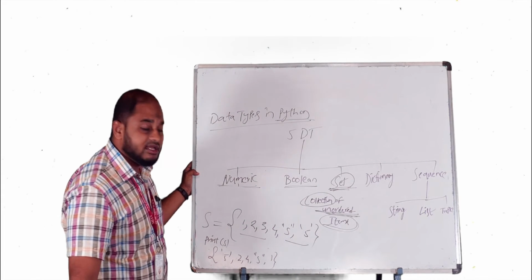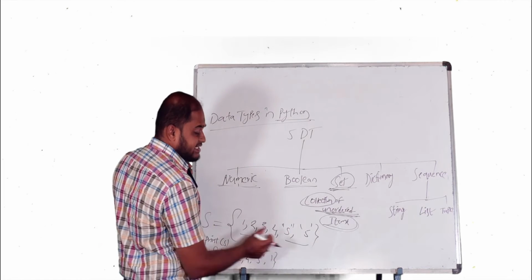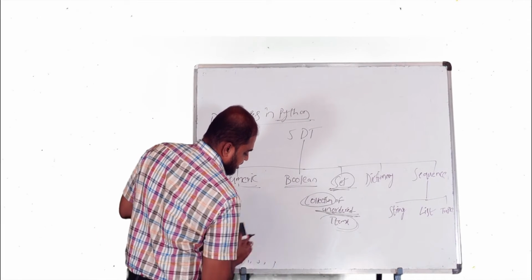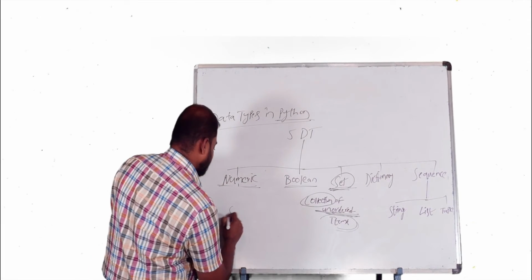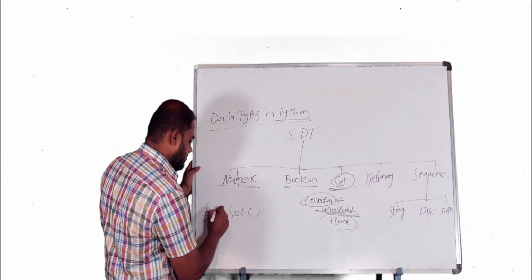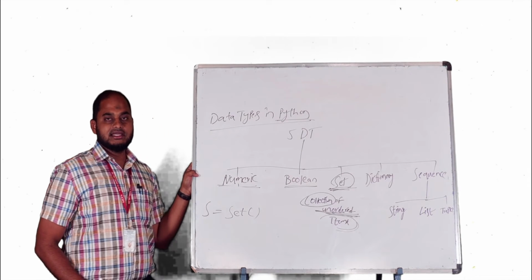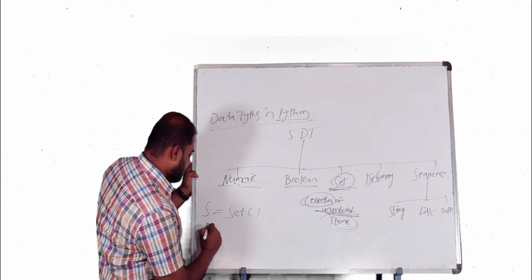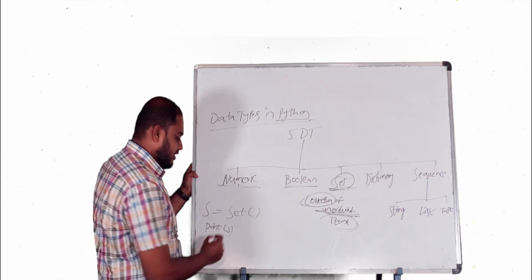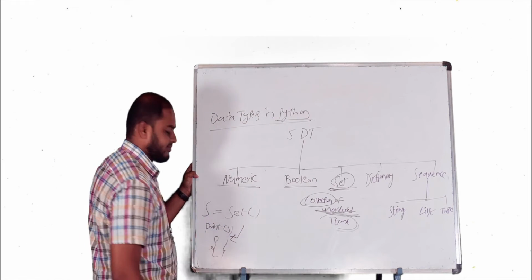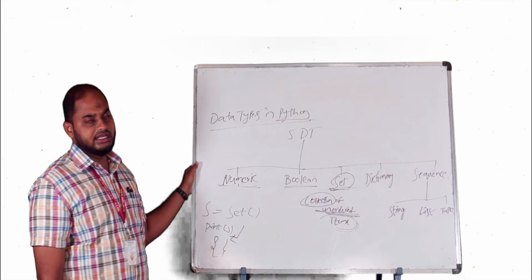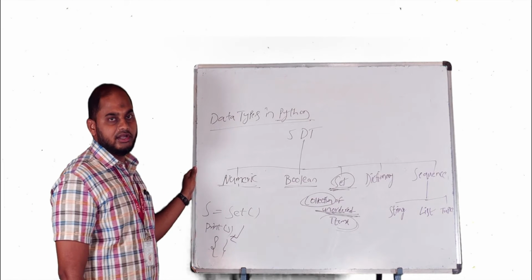Set can be represented in the form of curly braces, and the elements should be separated with the help of commas. You can also use the default built-in method called set. So like this also you can define a set. For example, I have defined s equals set. When you define it like this, a set will be created, and when you print s, the output you get is an empty set. This is how a set will be created. On a set, we cannot do indexing because the elements are in an unordered data type.